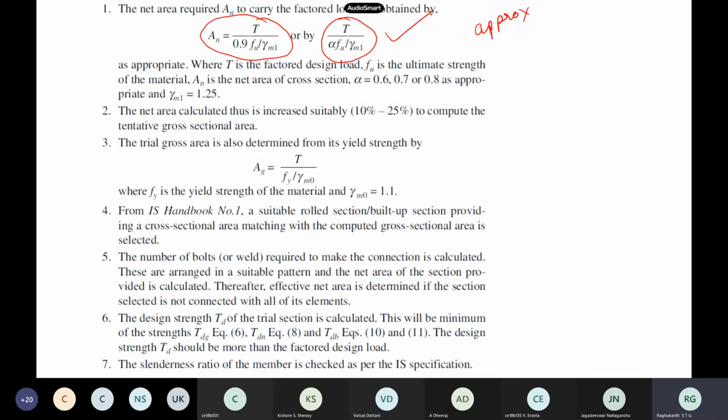Now, once the net area is there, because in the net area you have subtracted the hole diameter and other things, we should have a flat itself for an angle section. So what one generally does is increase it by 10 to 25% to compute the tentative gross sectional area. Because in the steel tables, the gross area will be there for all the angle sections, so net area may not be available there. Your net area depends on how many bolts are there. If there are 2, the number will be different; if it is 1, the number you follow is different. Staggered bolting will also be different.